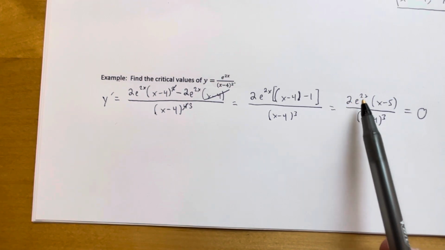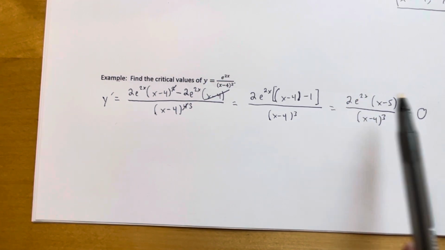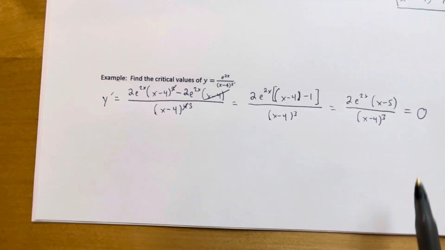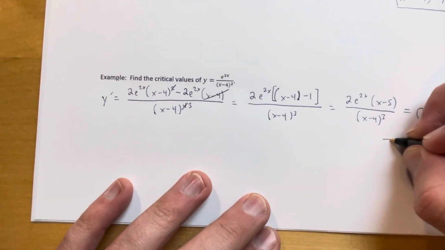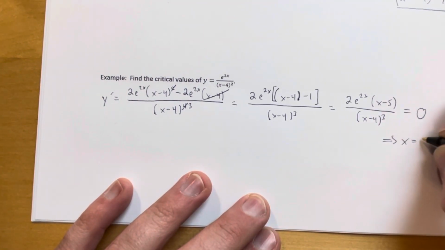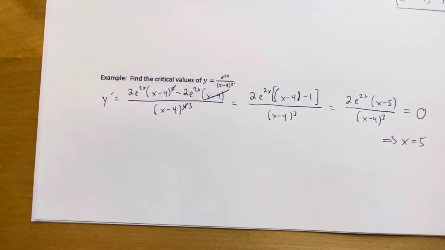So 2e to the 2x has no chance of being equal to 0, which means only this x minus 5 could be equal to 0. That implies that x is equal to 5. That's the only way I can get a 0 out of this.